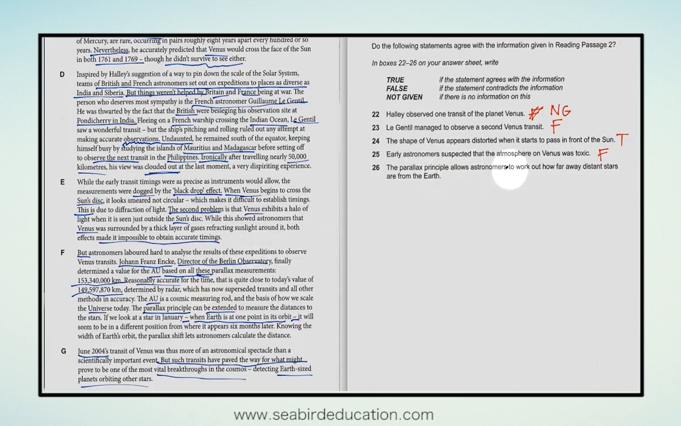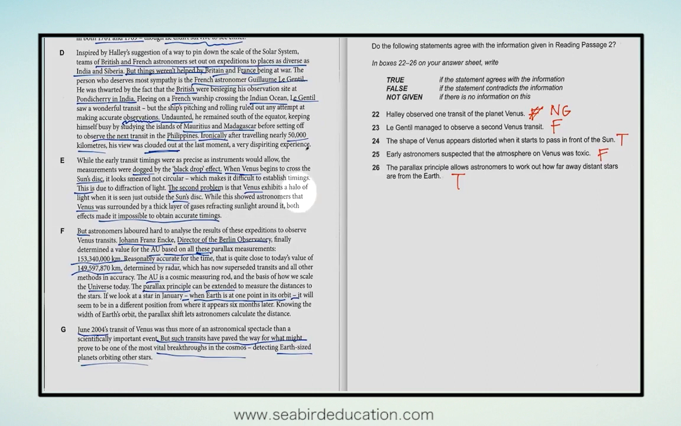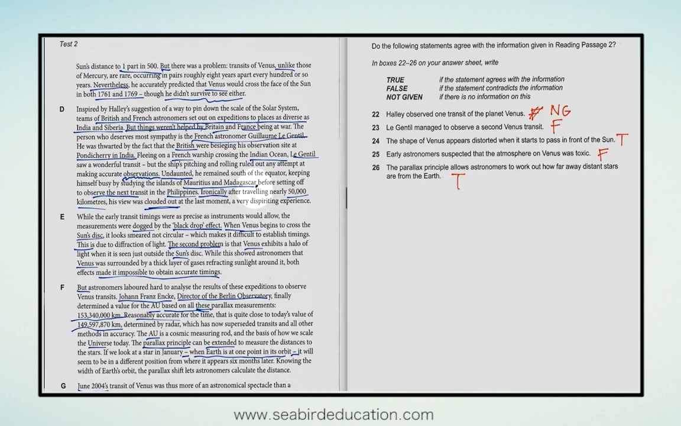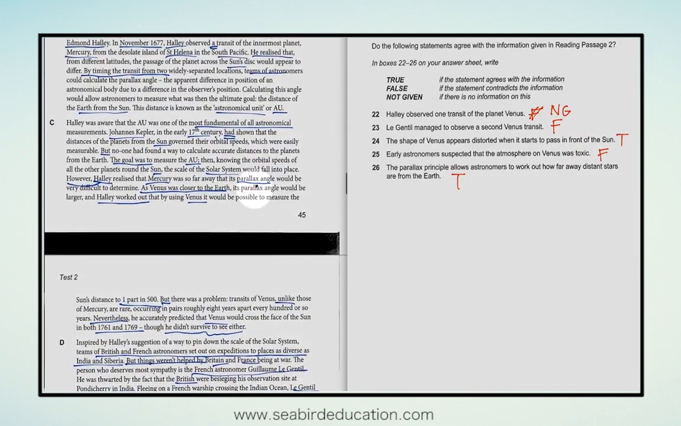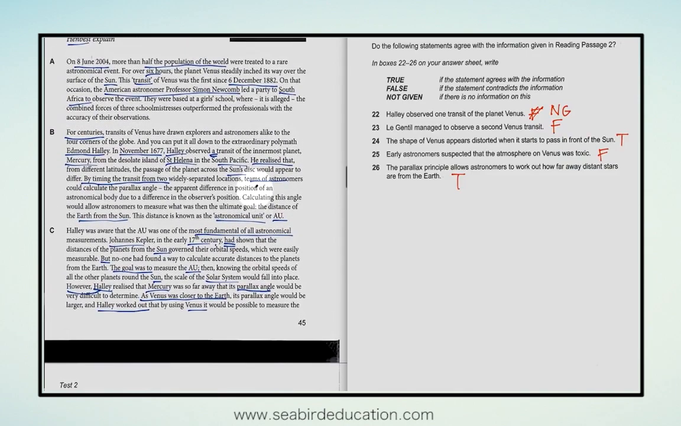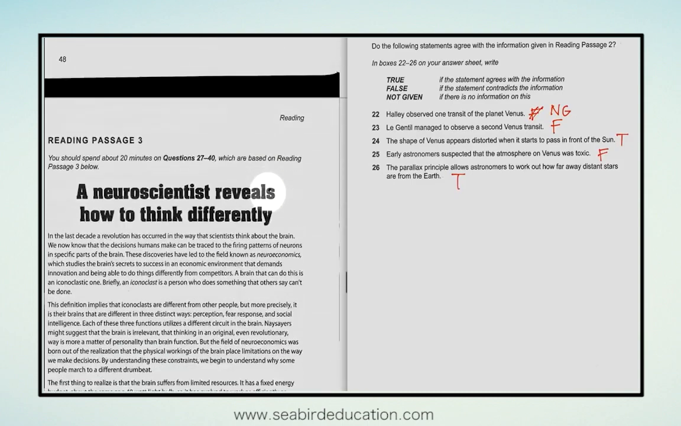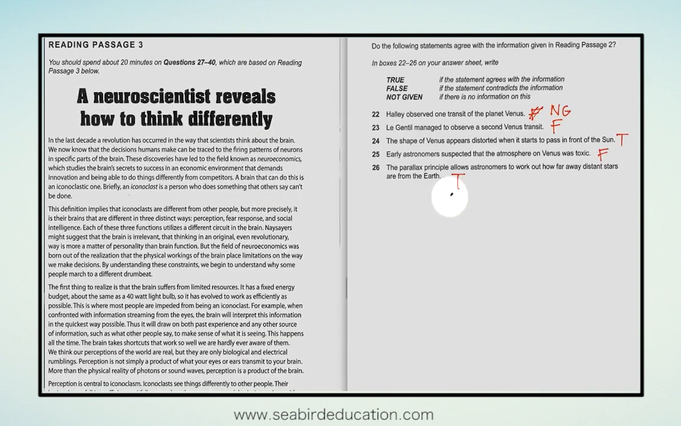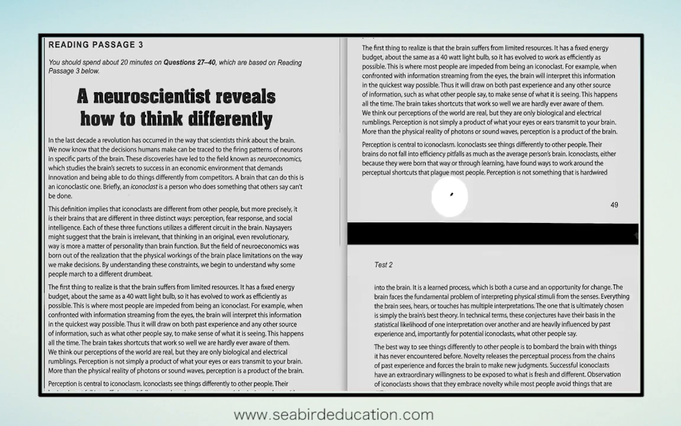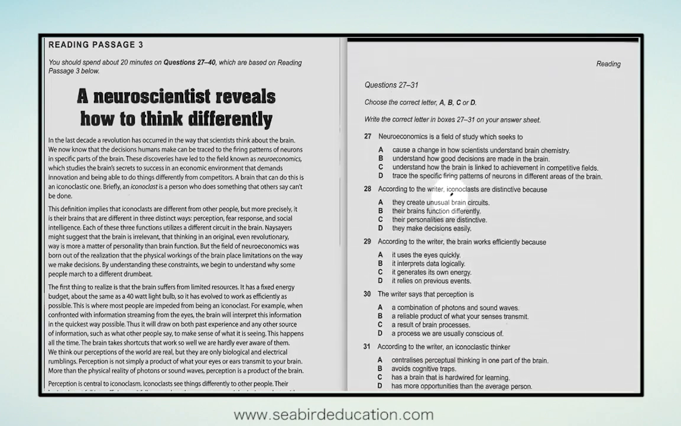Parallax principle allows us to work out how far away distant stars are from the Earth. Well, we said that's true because it was extended to measure the distances to the stars. So that's true. So Venus was toxic? I don't think so. All right. And the last one then. Our new research. How they think differently. Right, let's have a look.